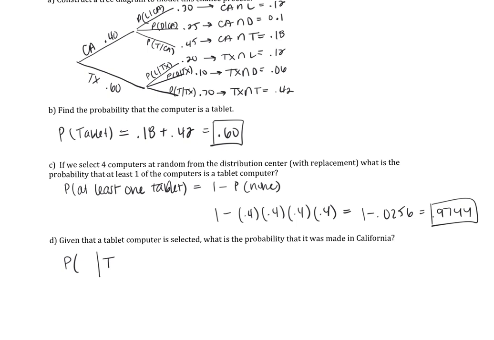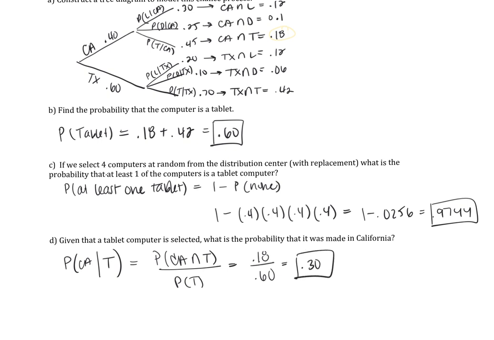What is the probability that it was made in California? So we don't have that right off the tree diagram. If you notice, these are given conditions, California and Texas. So by the rule of conditional probability, it's the probability of California and tablet, which is 18% up here, over the probability of a tablet, which is 60%, which is 30%. So we're combining all the rules we've learned.